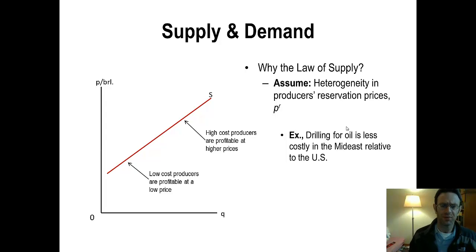Why the law of supply? Well, remember that what the height of the supply curve is measuring is the economic cost of producing a particular quantity of output, a particular barrel, in this case the Qth unit. So the fact that the supply curve is upward sloping indicates that some barrels, those down here, have lower cost of production relative to those later barrels. One way of viewing what the supply curve's upward slope tells us is that low-cost barrels are down here somewhere, and high-cost barrels are up here somewhere.